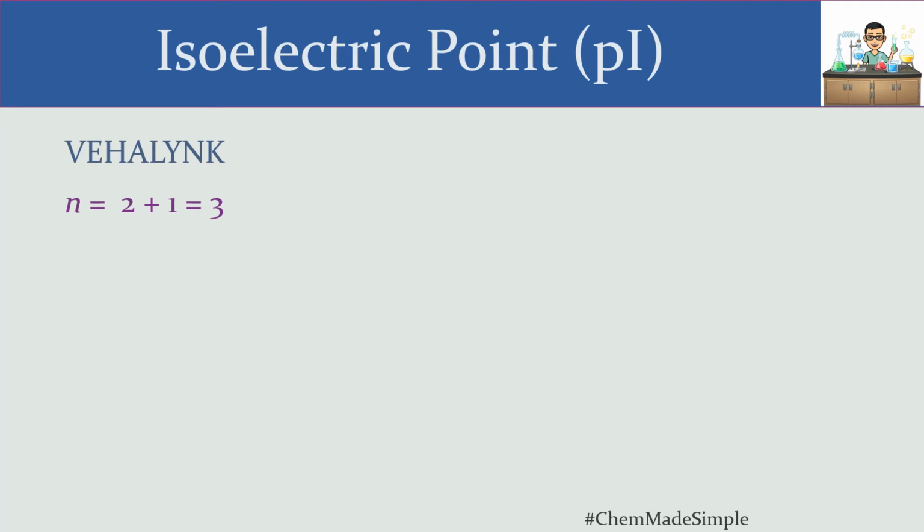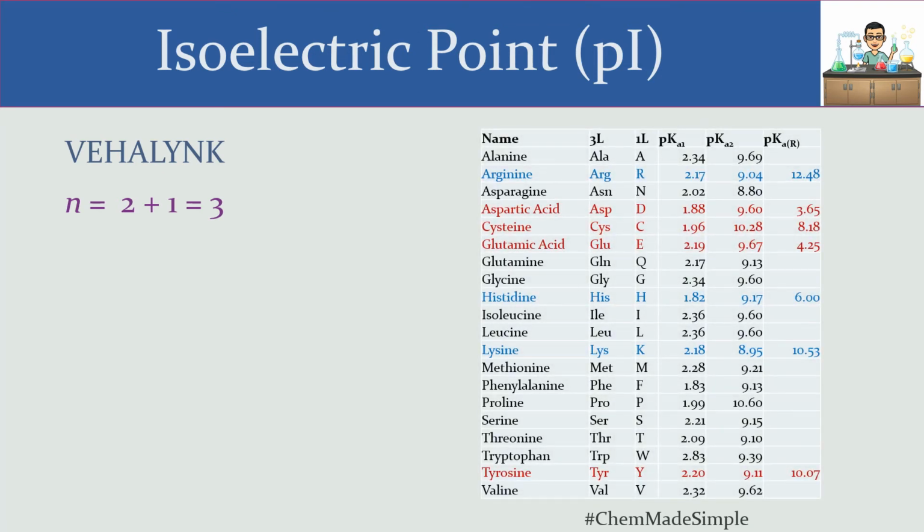Then let's count up how many histidines, arginines, and lysines we have. I have a histidine, and I also have a lysine over here. Those are the only two that can give me a positive charge in addition to the N-terminus. So my maximum possible charge is 3.